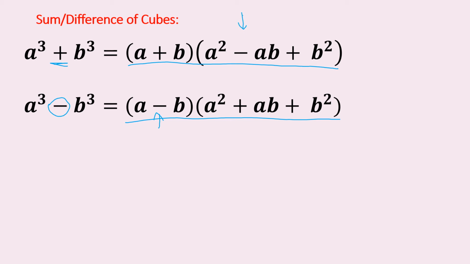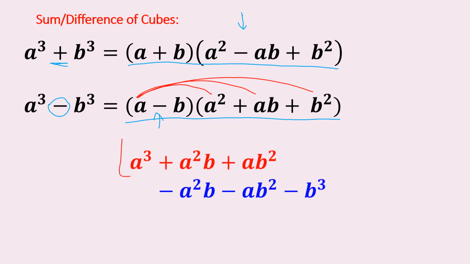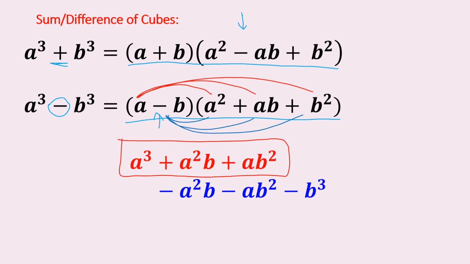If we look at this bottom one and we took this first term and distributed it to everything, we would get this top line here, a cubed plus a squared b plus ab squared. If we did the same thing with that b, or really a negative b, we would get this bottom one, negative a squared b minus ab squared minus b cubed.